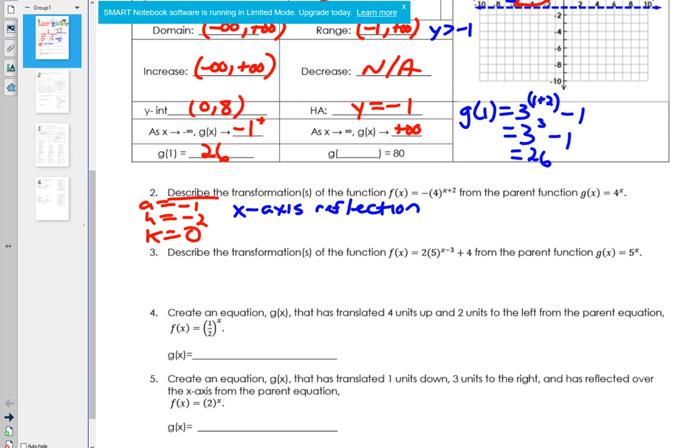Translation. Use keywords. Translation. That's 2 units. Okay. Number, and that's it. K is 0. Number 3, same thing. A, h, and k. Show me. What's a for number 3?